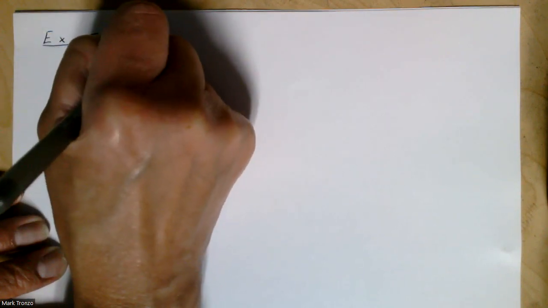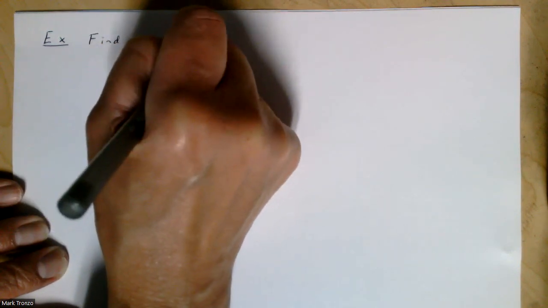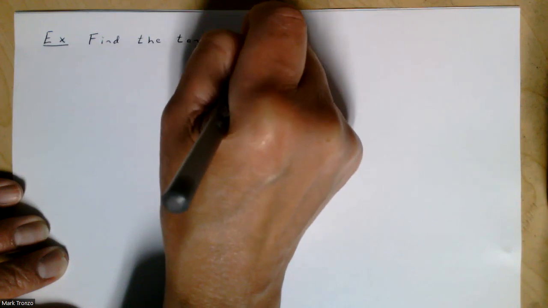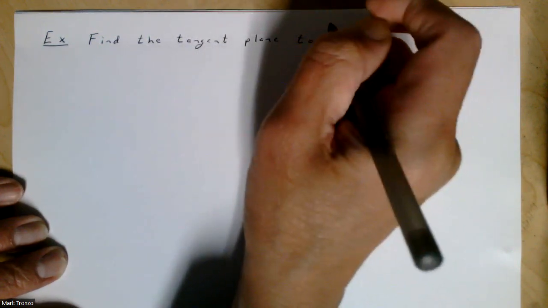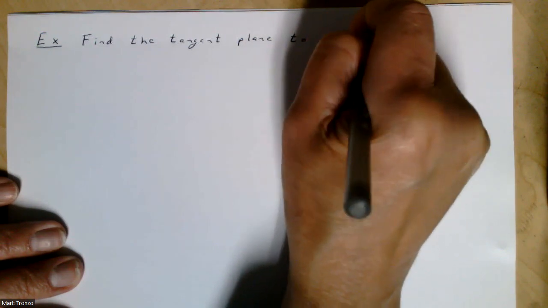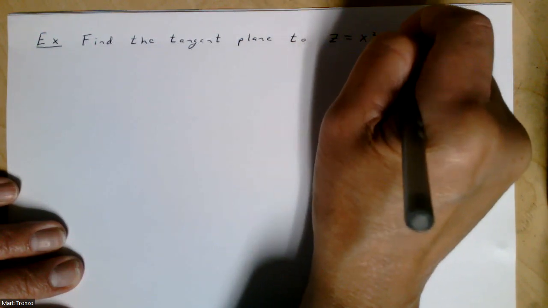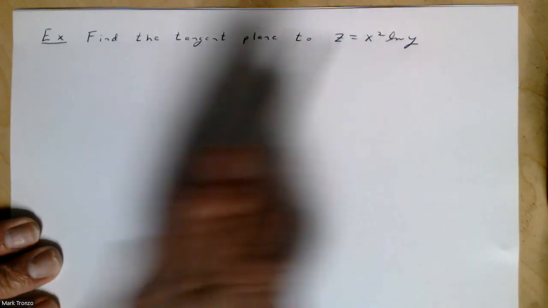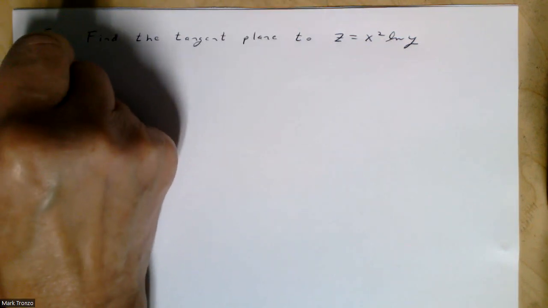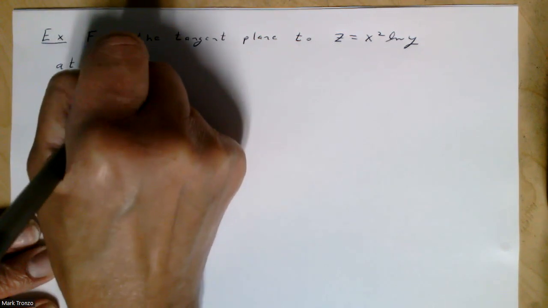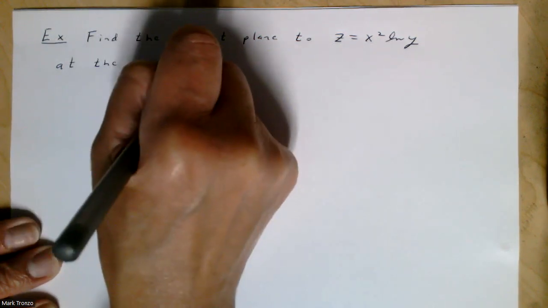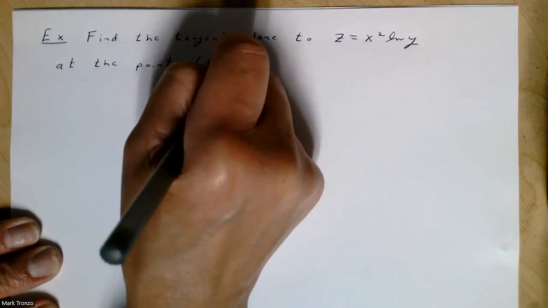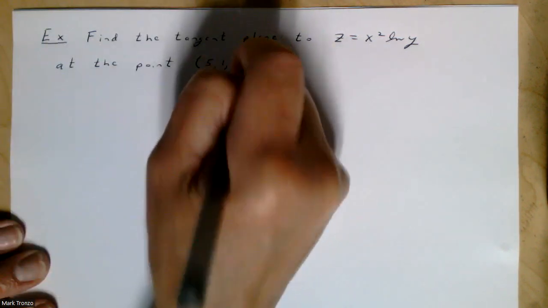Let's do one more example. Find the tangent plane to the function z equals x squared log of y. That's meant to be a ln, natural log. At the point five, 1, 0. So let's go ahead and do this.